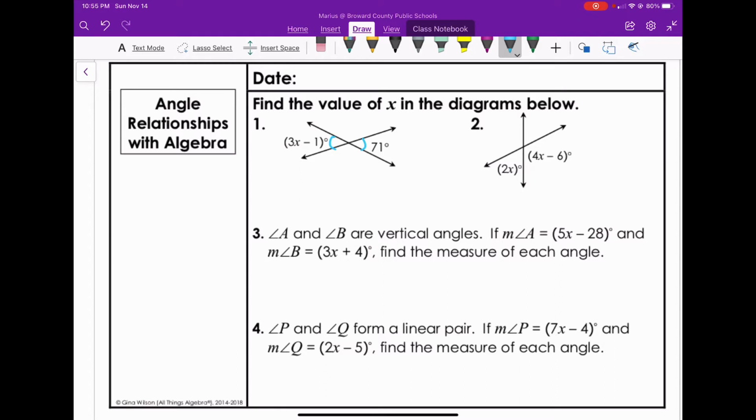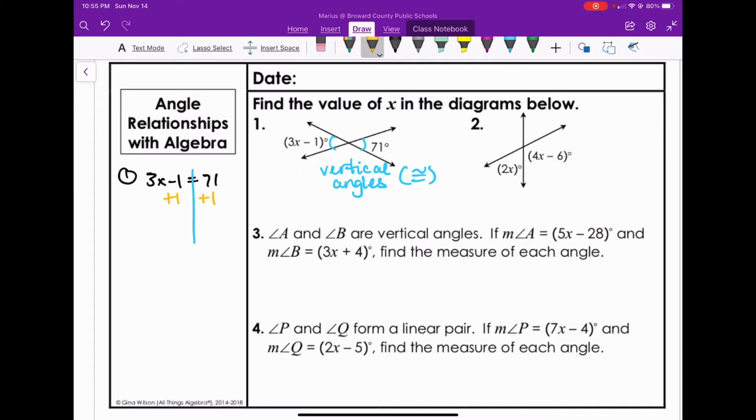So in number 1, the diagram, these two angles are what we would call vertical angles. Okay, vertical angles, and we know that vertical angles are congruent. So because they're congruent, for number 1, we can set the equation up to say 3x minus 1 equals 71. And then from there, we'll just go ahead and solve for x.